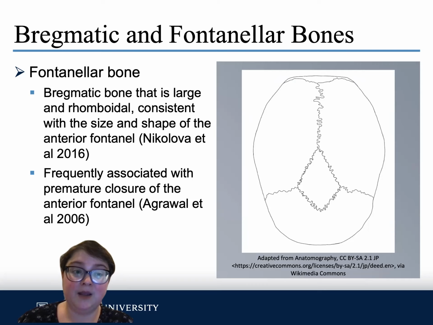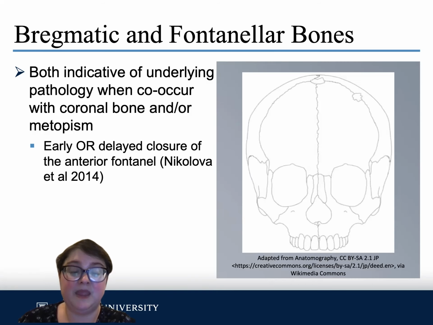Some sutural bones at bregma are classified as Fontanellar bones. These are large and rhomboidal, consistent with the size and shape of the anterior fontanelle. When found in isolation, Fontanellar bones are associated with premature closure of the anterior fontanelle, making them a medically relevant finding. Both Bregmatic and Fontanellar bones are most likely to be indicative of underlying pathology when they are accompanied by an extra bone in the coronal suture and/or a retained metopic suture. Specifically, such traits are associated with early or delayed closure of the anterior fontanelle.